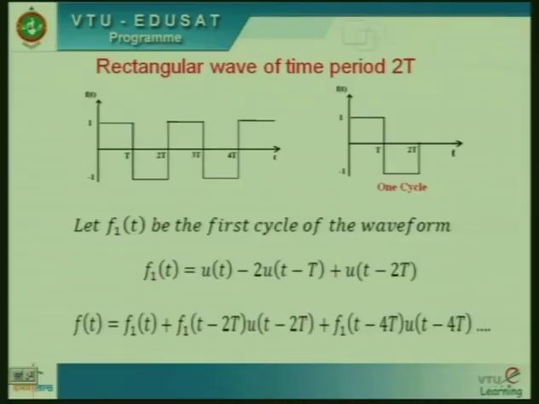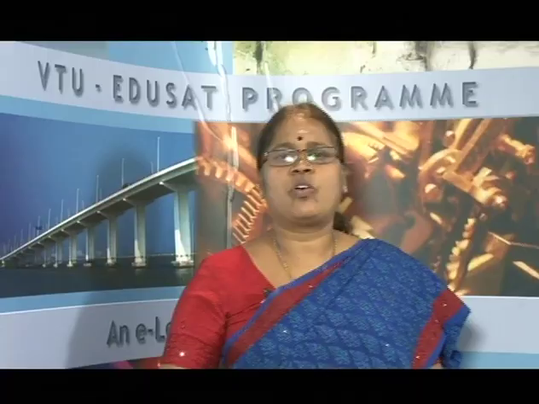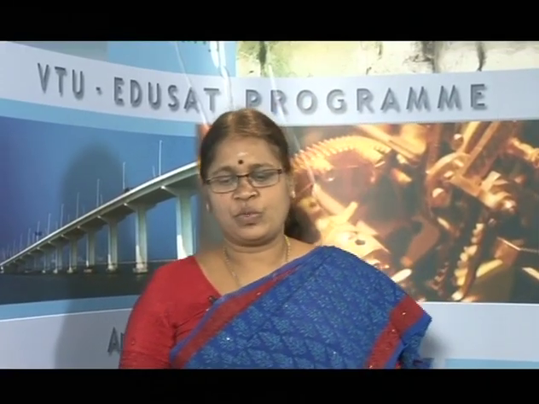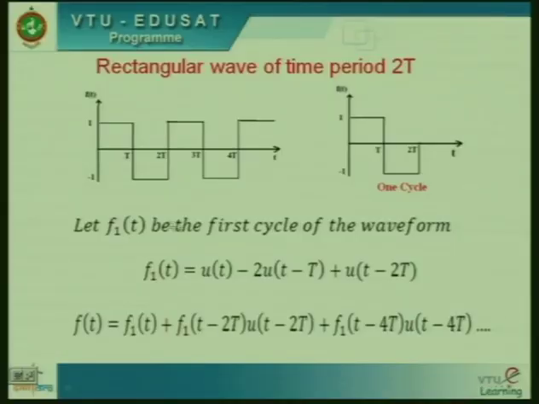With this background, let us see how to find the Laplace transform of a rectangular wave with a time period 2T. See here in this figure is a waveform, a rectangular wave whose time period is 2T. 2T is the time period of this wave. It is a periodic wave which continues in this fashion.